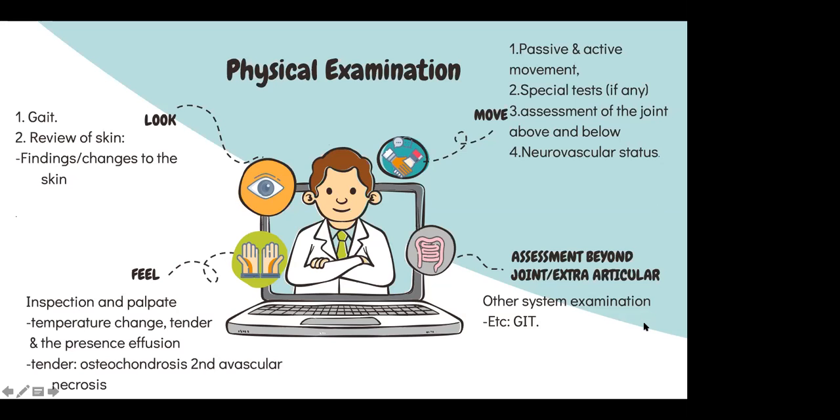Then number 2 is review of the skin. You need to find if there are changes to the skin, salmon patches, and then there is rash, foreign body, hair tourniquet, or localized infection.